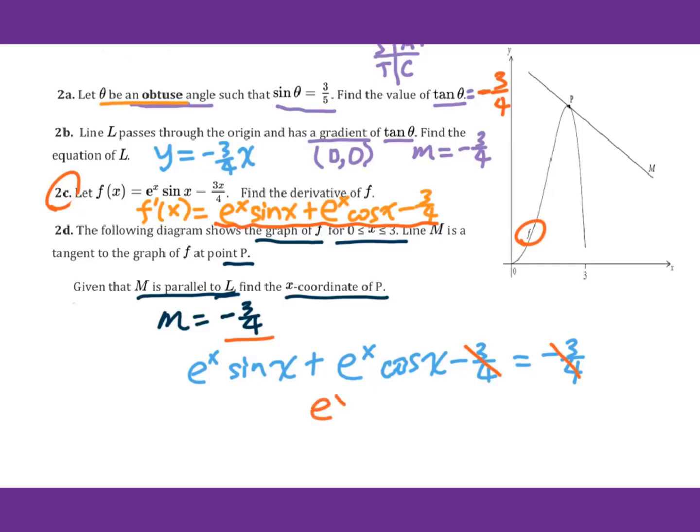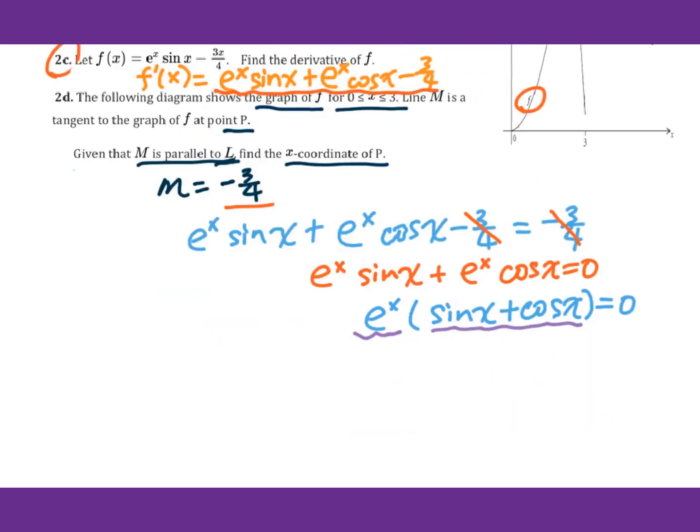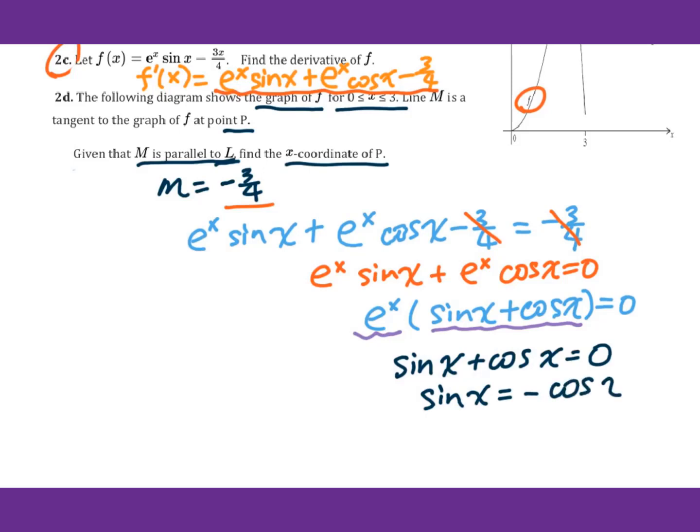Then you get e to the x power sine x plus e to the x power cosine x equal to 0. Common factor will be e to the x power. You get sine x plus cosine x equal to 0. As we know, e to the x power is never 0. Therefore, sine x plus cosine x equals 0. So sine x equals negative cosine x. Then we divide both sides by cosine x. You will get tangent x equals negative 1.